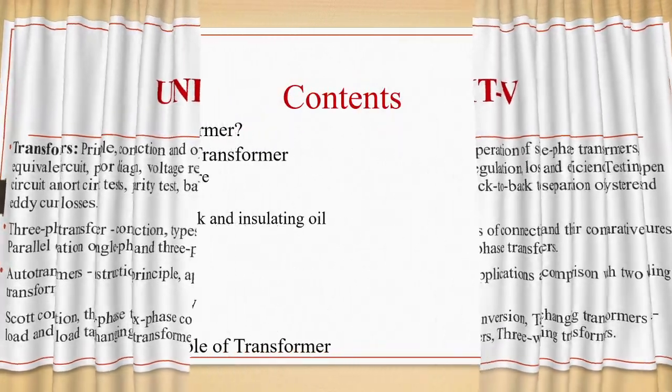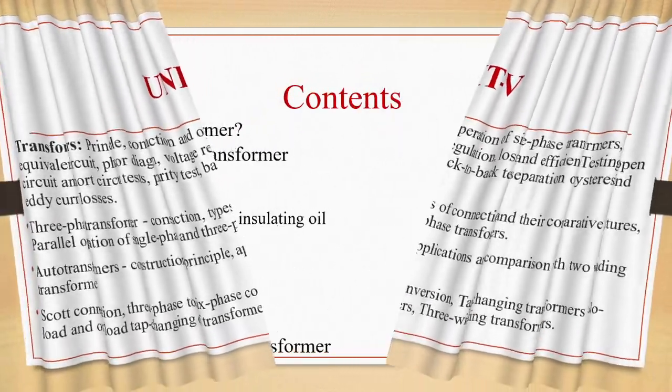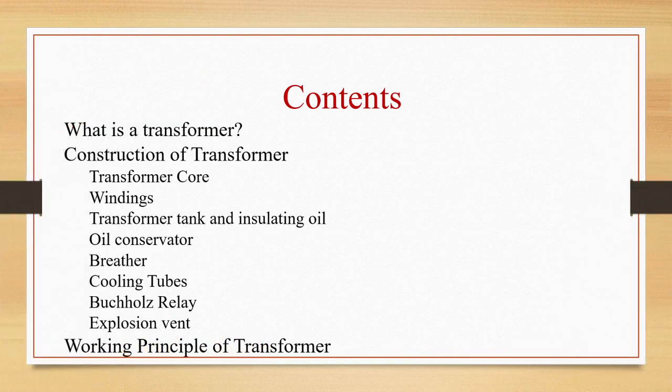So let us start today's class and let us see the contents of today's class. First I will be telling what is a transformer, the construction of transformer and working principle of transformer. Okay, these 3 points I will be covering in today's class. When we see the construction of transformer, there are various parts of a transformer which we are going to see in detail. That is transformer core, windings, transformer tank and insulating oil, oil conservator, breather, cooling tubes, Buchholz relay, explosion vent.